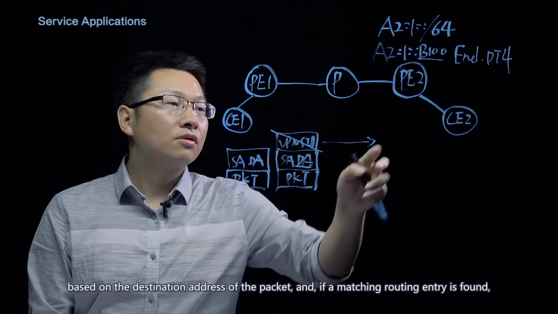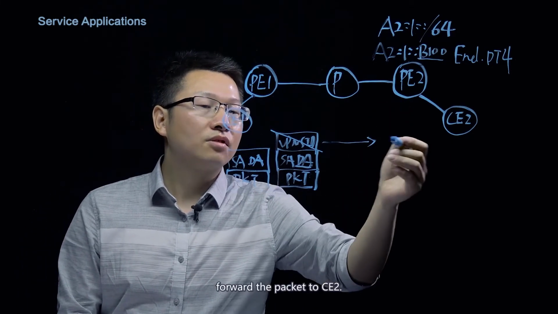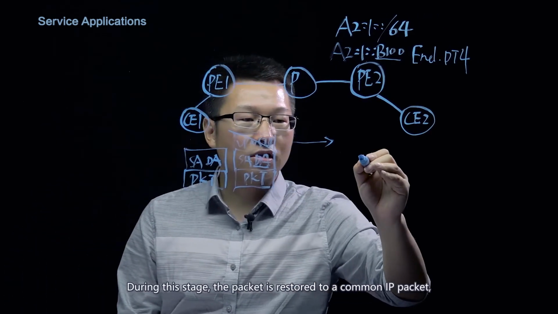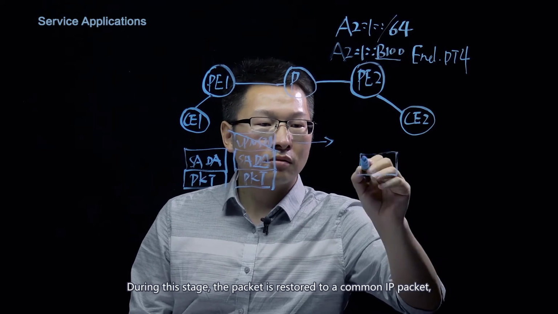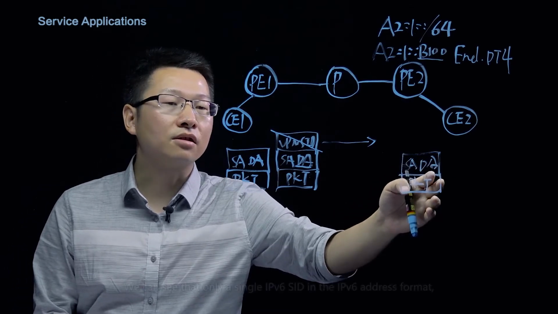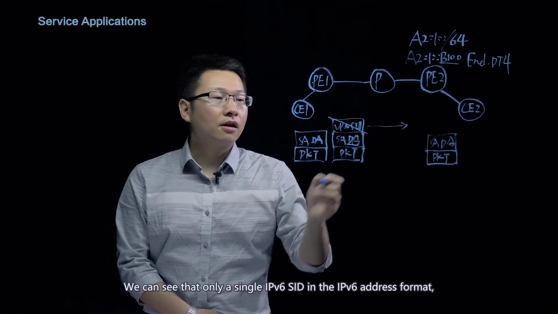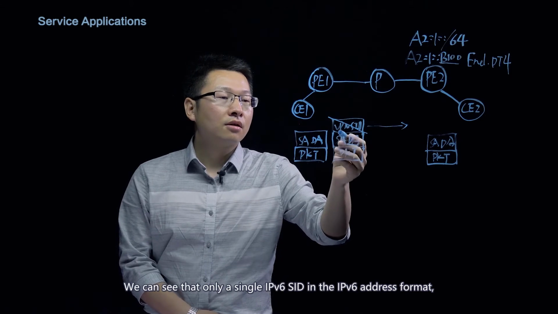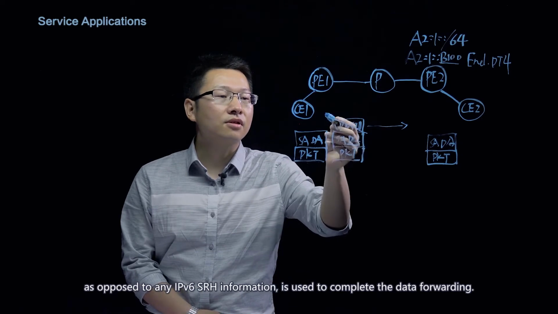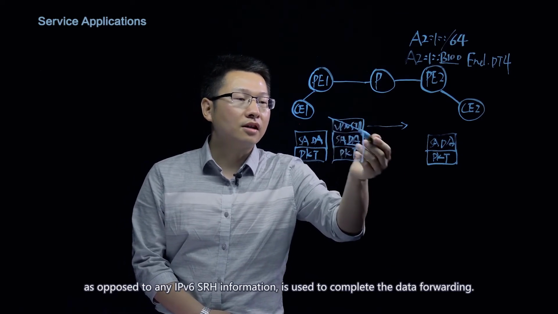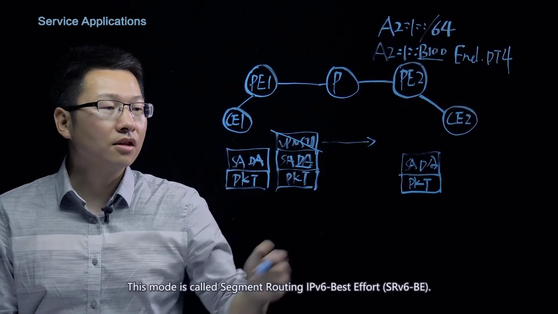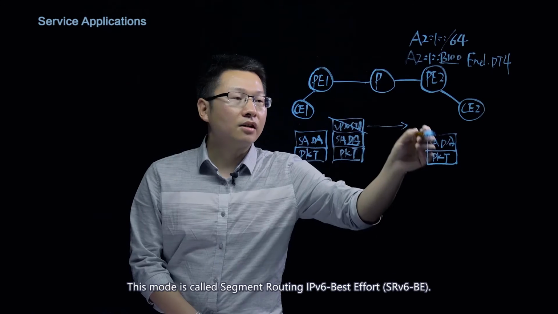And if a matching routing entry is found, forward the packet to CE2. During this stage, the packet is restored to a common IP packet, and the data forwarding process is complete. We can see that only a single IPv6 SID in the IPv6 address format, as opposed to any IPv6 SRH information, is used to complete the data forwarding.